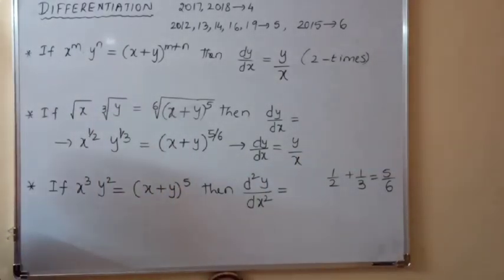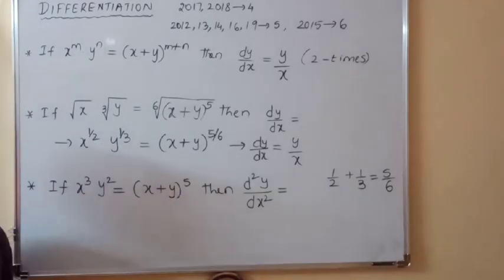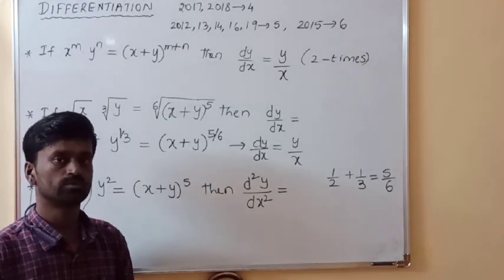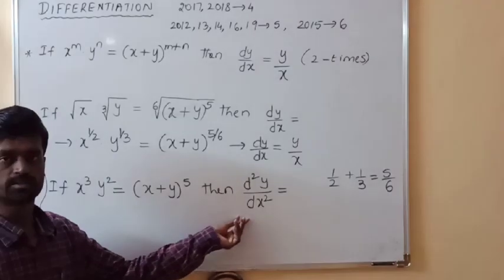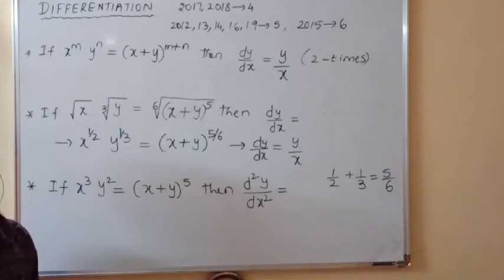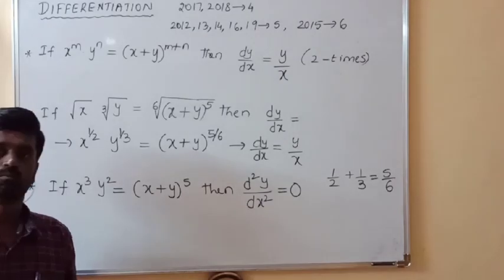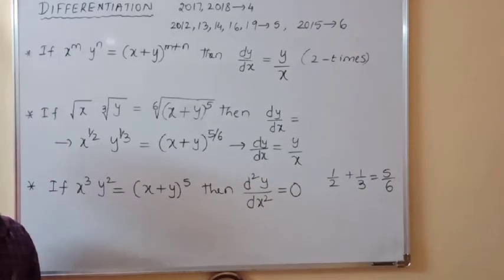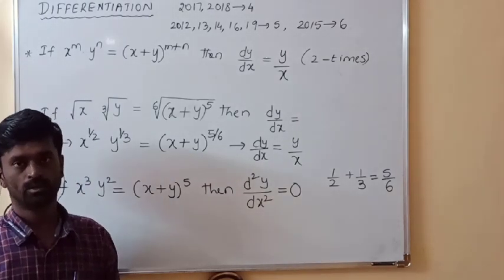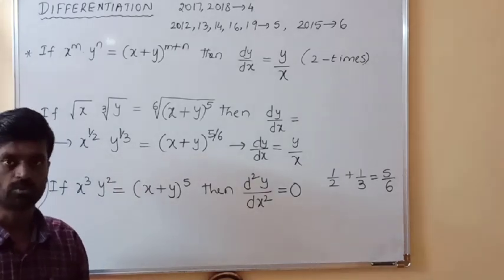Same model problem. Here 3 plus 2 is 5, and here also 5, so it is a homogeneous equation. So the first derivative is y by x and the second derivative is 0. Here the question is to find the second derivative, that means the second order derivative, d square y by dx square. So what is the answer? 0. If you want more problems on this homogeneous equation, I discussed them in differentiation short tricks part 4. Once you go through that video also, because I discussed more problems in that video.